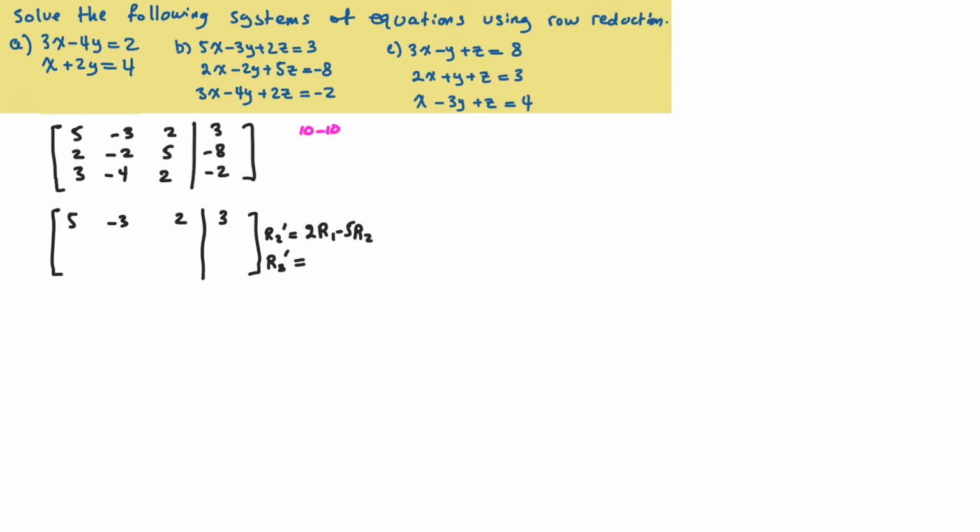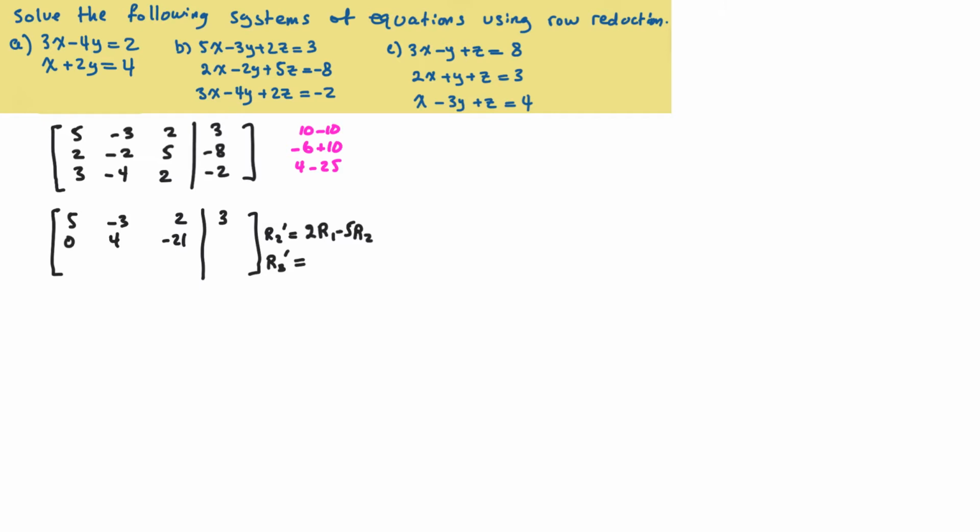So that gives me a 0, which is exactly what I want. For the next column, I will have 2 times negative 3, that's negative 6, minus 5 times R2, that's negative, and negative makes it positive, that's plus 10, which will give me negative 6 plus 10 is positive 4. And for the next column, I will have 2 times 2, which is 4. I will have 5 times 5, which is 25. And that will give me negative 21.